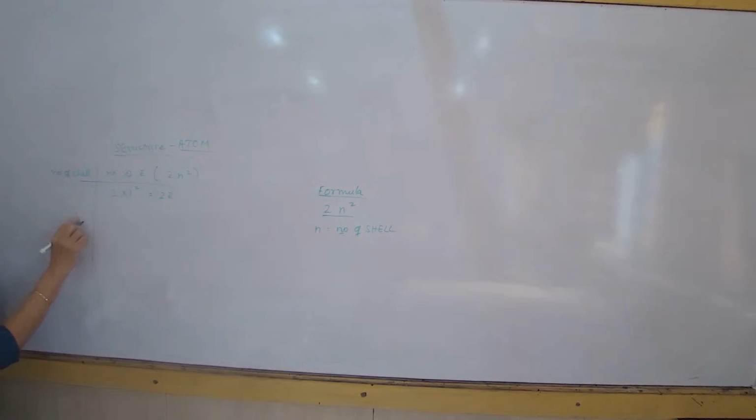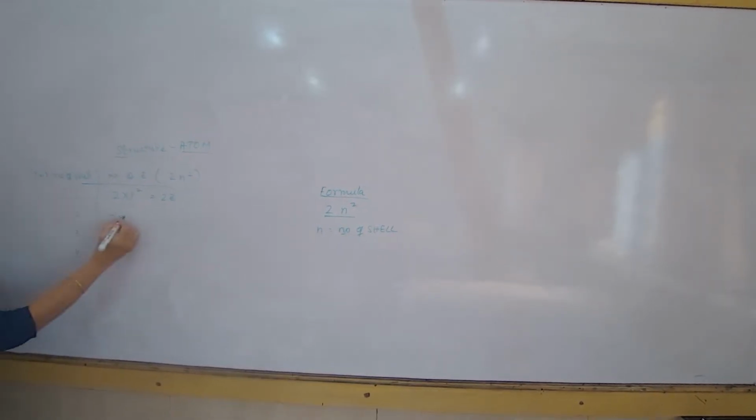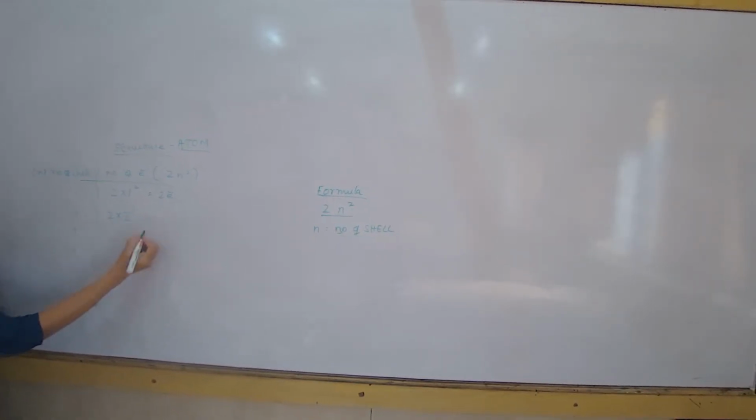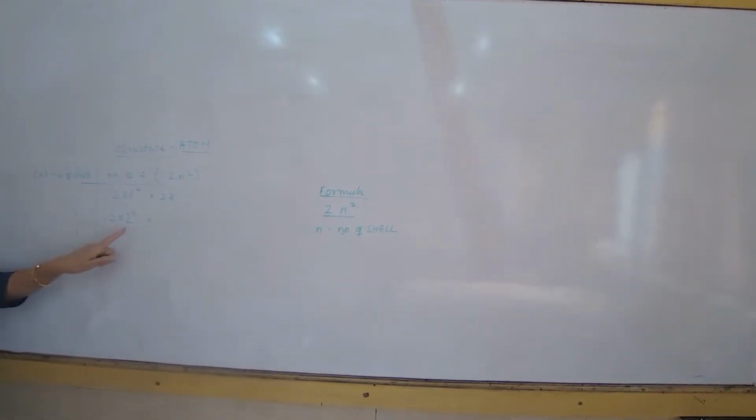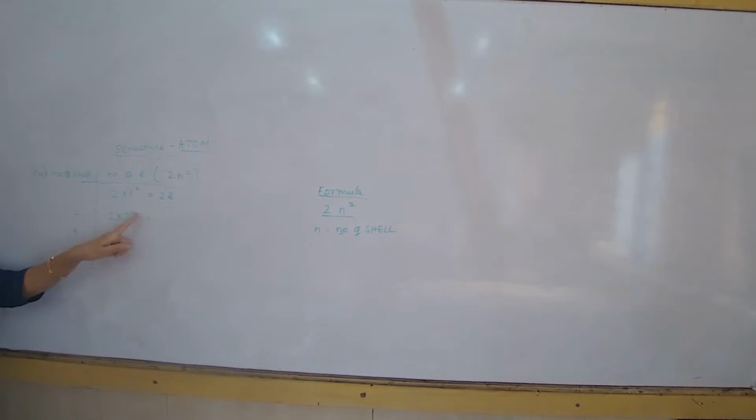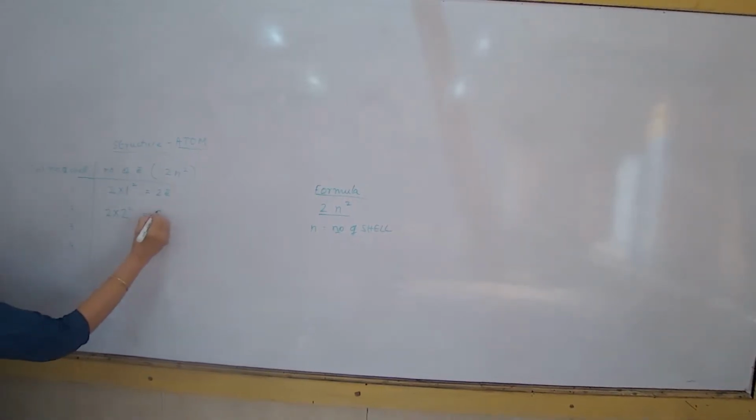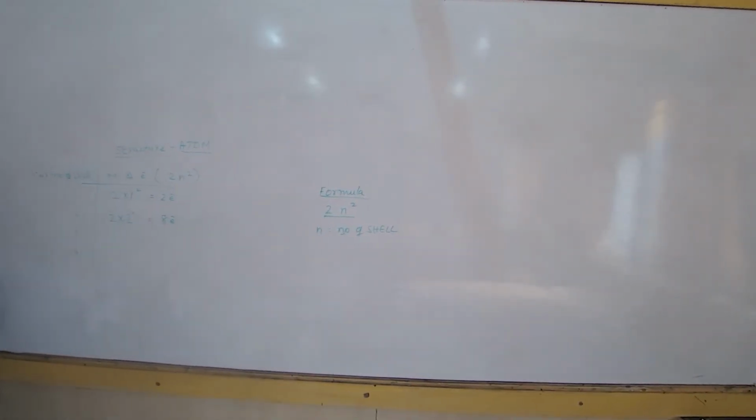Now let us look at the second one. It is 2 times n squared, and n is 2 here. So it is 2 times 2 squared. How much is that? 8. 2 2s are 4, 4 2s are 8. So there are 8 electrons which can be fitted in the second shell.